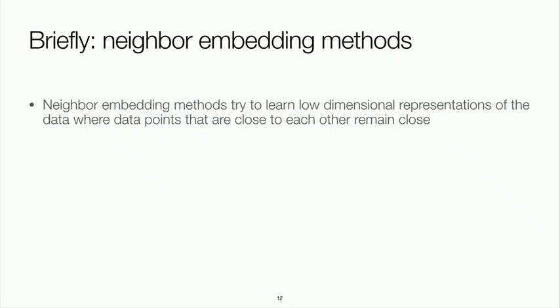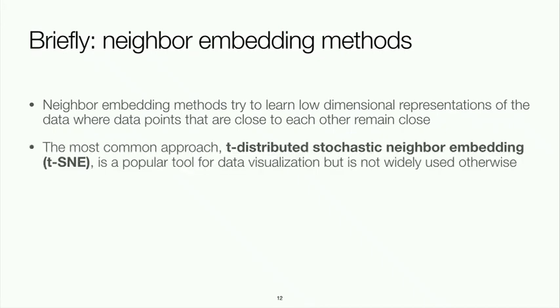You have neighbors in your high-dimensional space. Do an embedding such that those neighbors are more or less preserved in the low-dimensional space. There is a very popular tool for doing this kind of neighbor embedding. It's called T-distributed stochastic neighbor embedding, or TSNE.